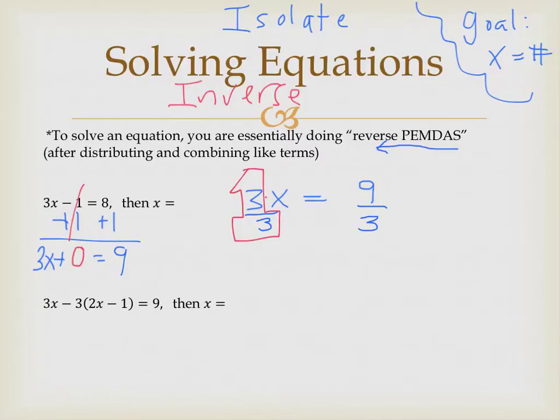Now what's cool is 3 divided by 3 is equal to 1. If I had $3 divided by 3 friends, each friend would equally get $1. So that's 1 times x. What is 1 times x? Well, that's just x. What is 9 divided by 3? That's just 3.